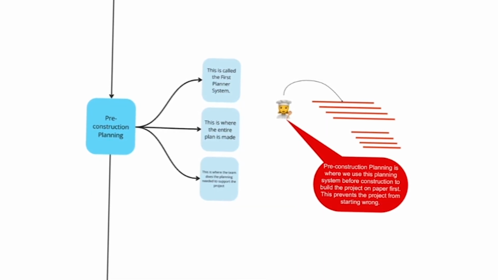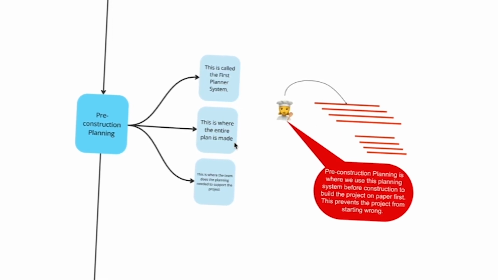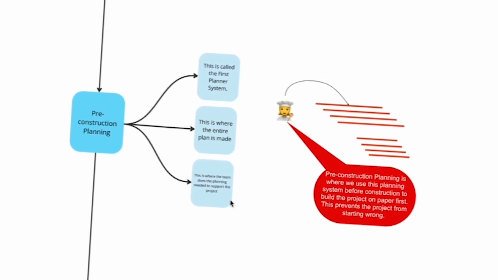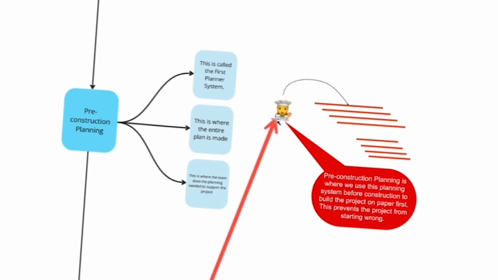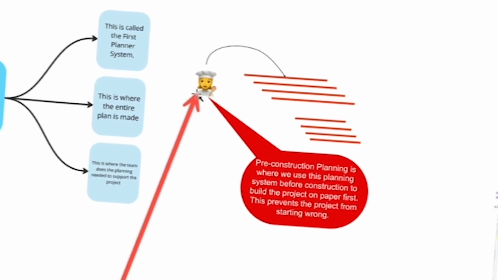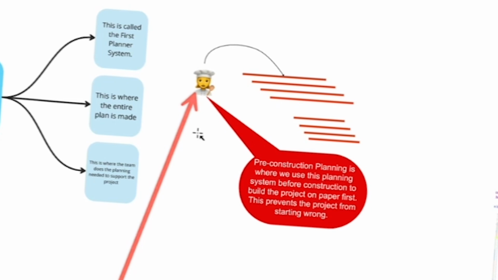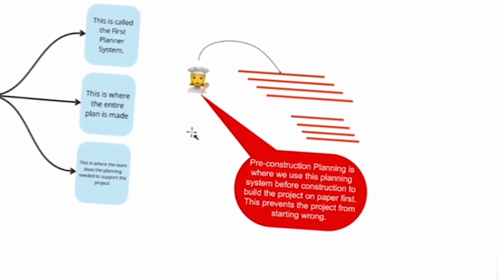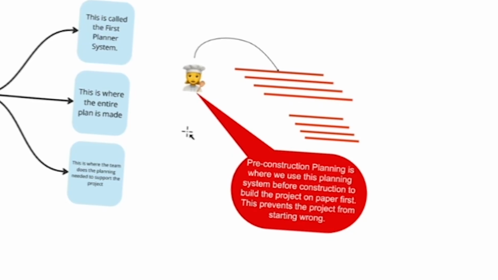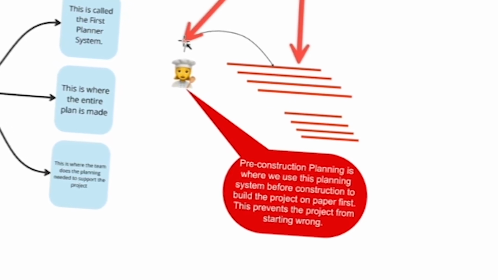Now this is a simple one, but pre-construction planning is called the first planner system. This is where the entire plan is made, and this is where the team basically supports the last planners. So I'm just kind of having fun with my sketches over here. I put a little picture of a chef in our book, Elevating Pre-Construction Planning. We made the analogy that the production system that you're trying to create is like your cake. You have to know how to make the cake, and you have to know who eats the cake, the trade partners, right?